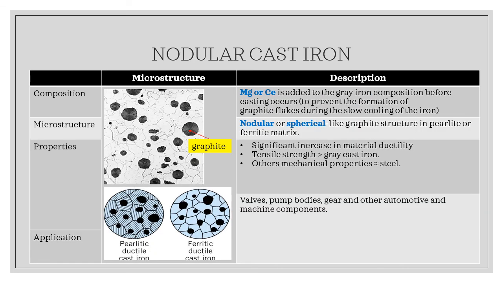Here is nodular cast iron, which is actually cast iron with the addition of manganese and cerium. What it does is turn the graphite into nodular or round form. And it has a significant increase in material ductility because the graphite has turned into spherical form, and it has higher tensile strength than grey cast iron. Other mechanical properties are quite similar to steel. It is applied as valves, pump bodies, gears, and many more. And as you can see, the graphite is in nodular form.